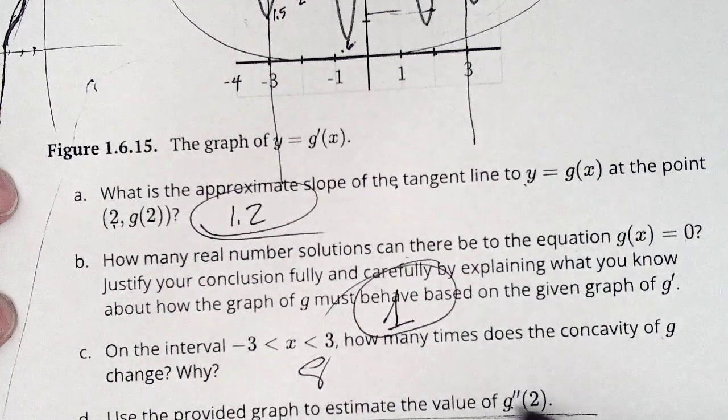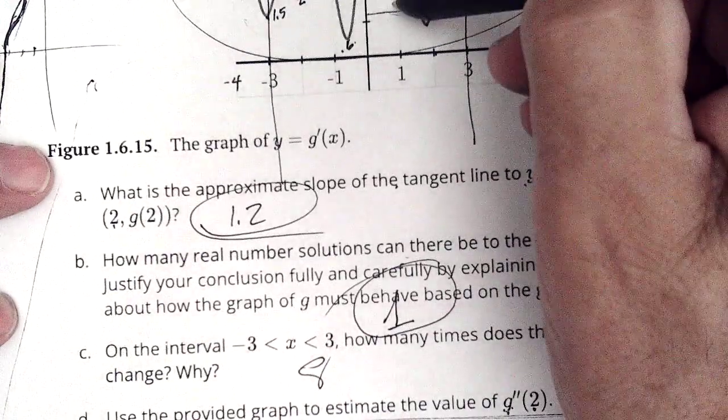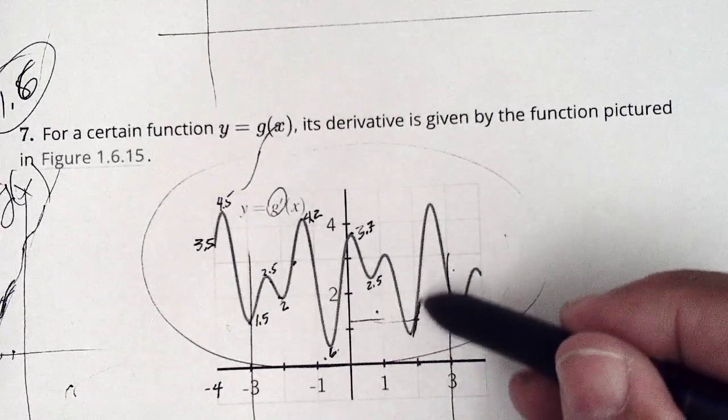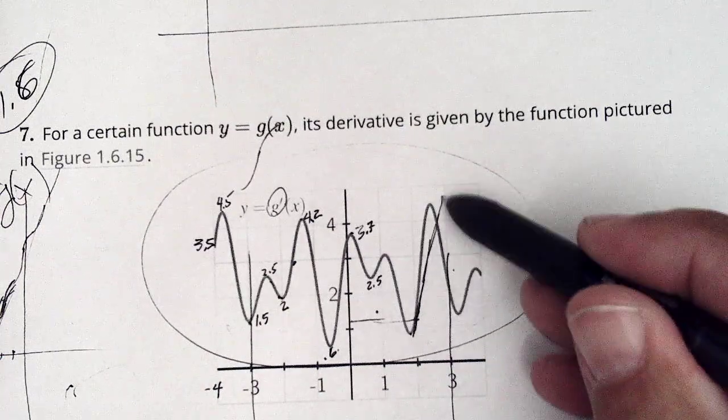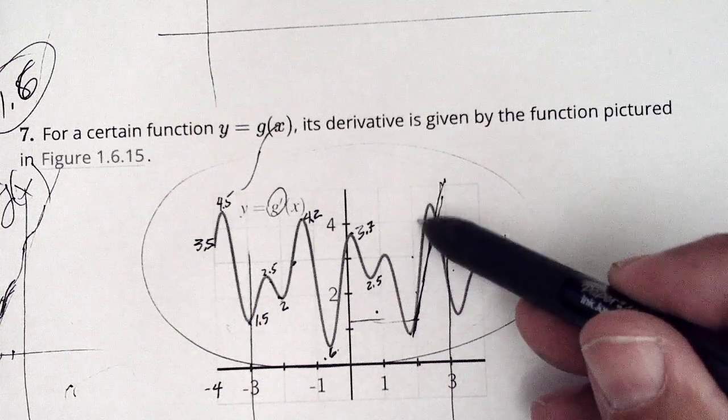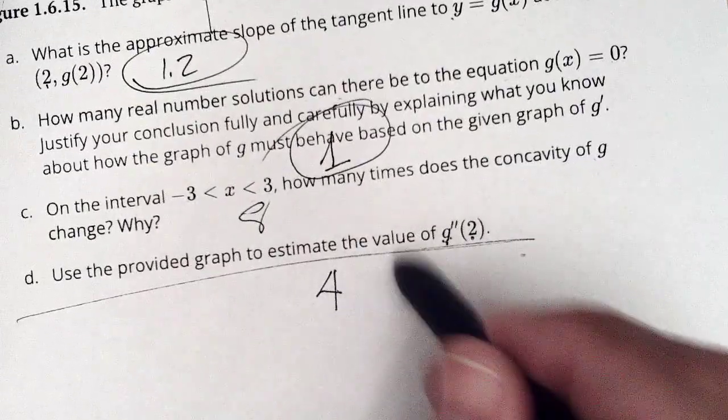And what's the second derivative at 2? Well, the second derivative is the slope of this one at 2. So I'm going to go here and I'm going to draw a tangent line. Looks like it's going up 1, 2, 3, 4-ish for 1. So I'm going to estimate it is about 4.